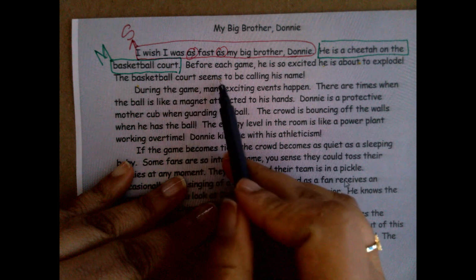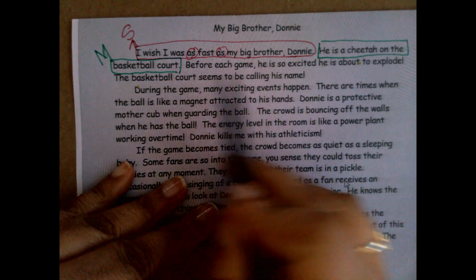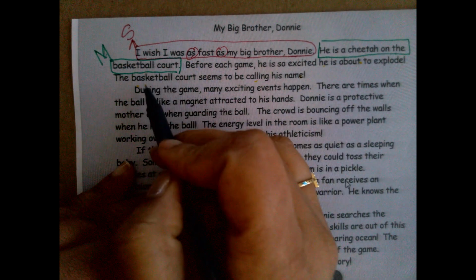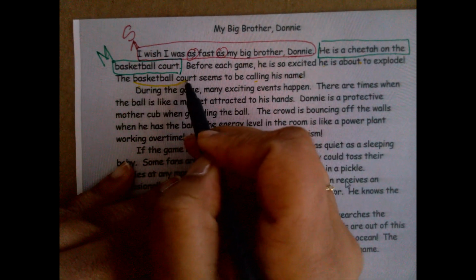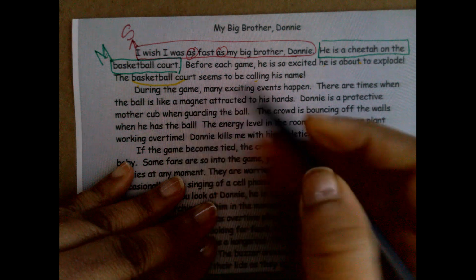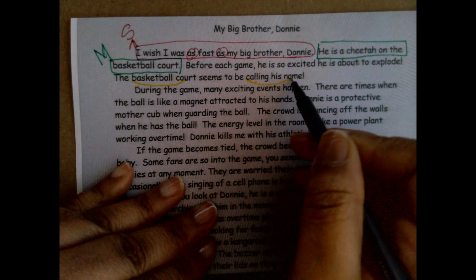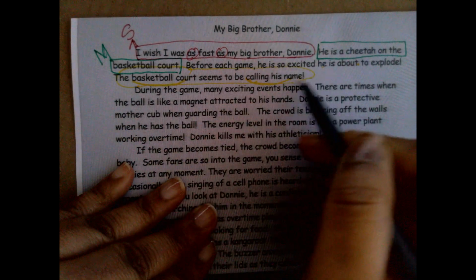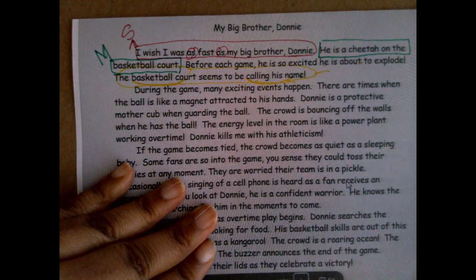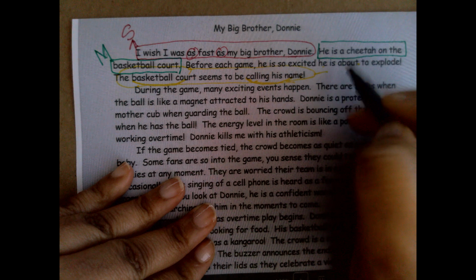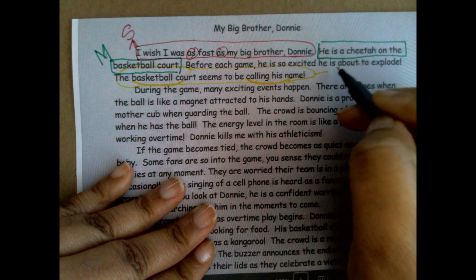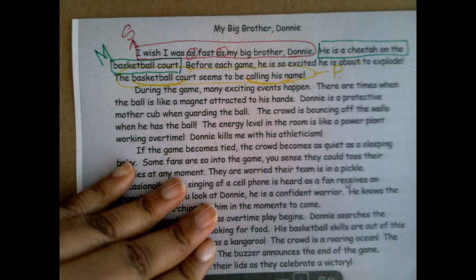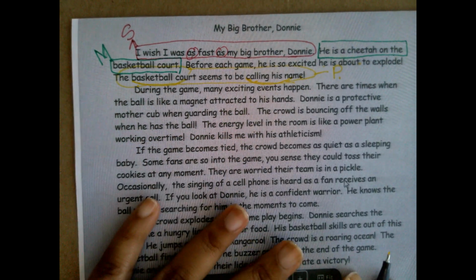The basketball court seems to be calling his name. Basketball court calling his name? The last time I checked, a basketball court can't talk. So there's no way it could be calling Donnie's name. So this must be personification, because Miss Livermore said personification gives life to things that don't have life. So I'm going to put a P right here for personification. Good. All right, that was my doing.